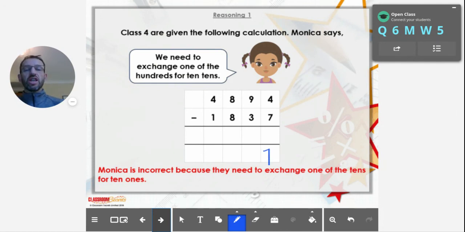This is where you need to exchange. You need 10 ones out of here. So this is going to be 8. And then you're going to have 14. And then you can take 7 away from 14. The answer is 7, and so on.